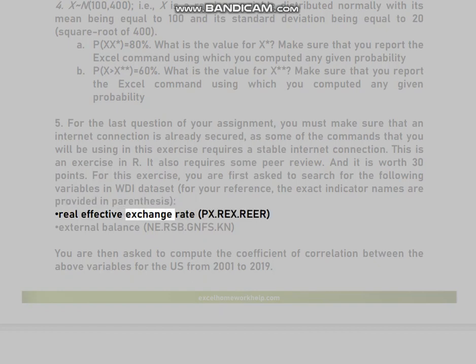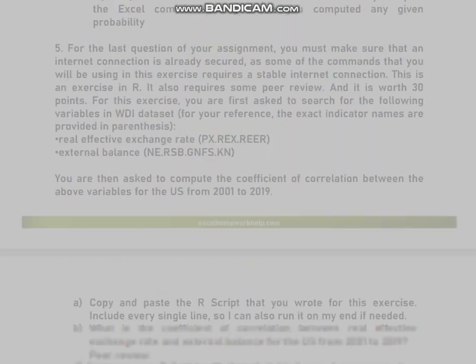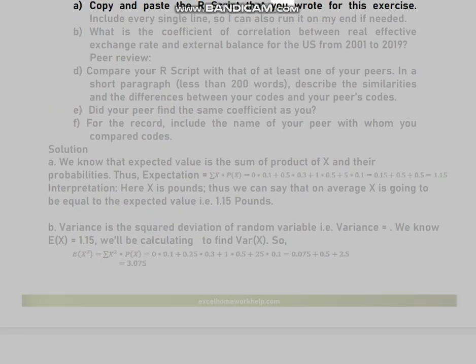Real effective exchange rate, PX.REX.REER. External balance, NE.RSB.GNFS.KN. You are then asked to compute the coefficient of correlation between the above variables for the US from 2001 to 2019. Copy and paste the R script that you wrote for this exercise. Include every single line, so I can also run it on my end if needed.